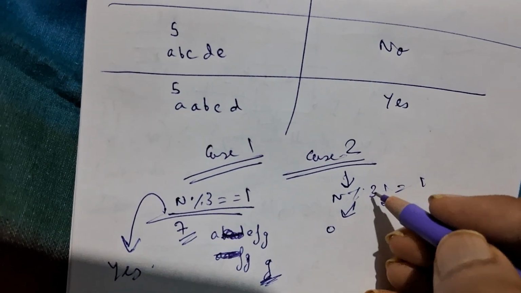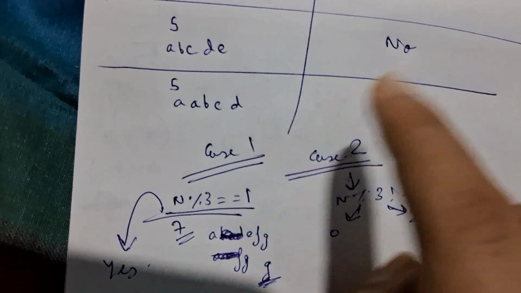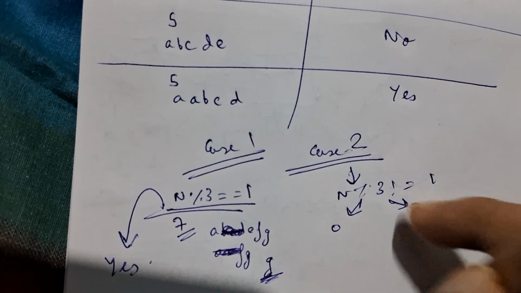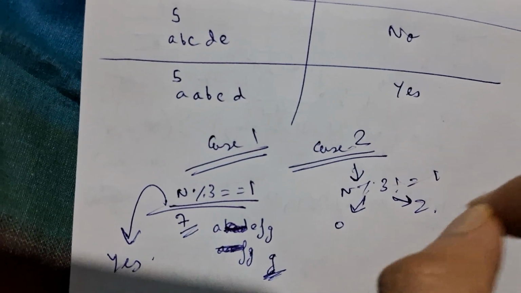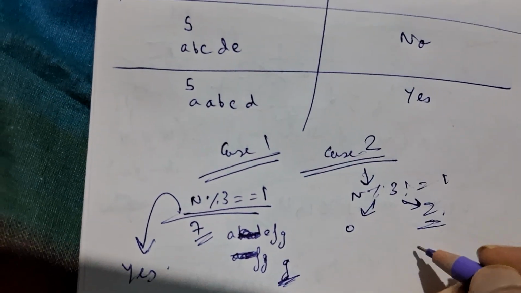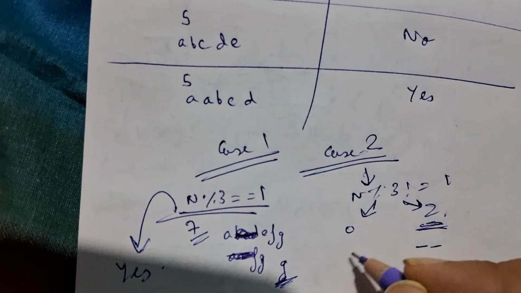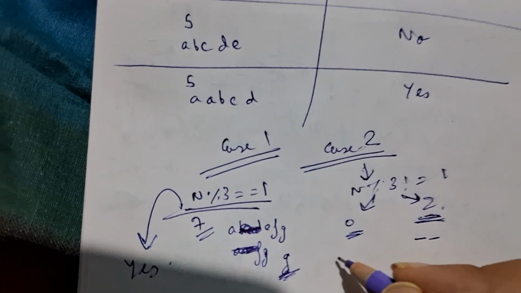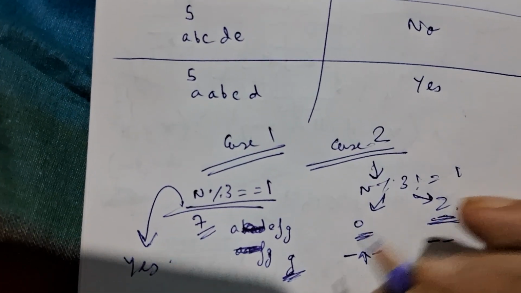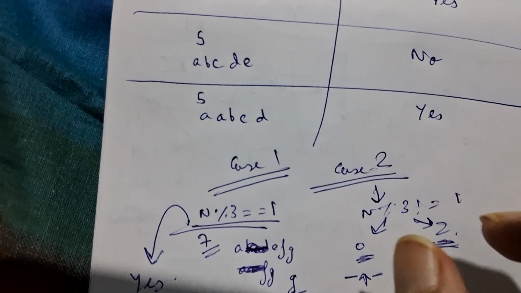So if n mod 3 is equal to 0, that means after deletion you will be left with only 3 elements. And if n mod 3 is equal to 2, it means that after deletion you are left with only 2 elements. Okay, so for these 2 elements, you have to check whether both the elements are equal. And for the 3 elements, you have to check if the first and the last element are equal, and the middle element can be anything, right?